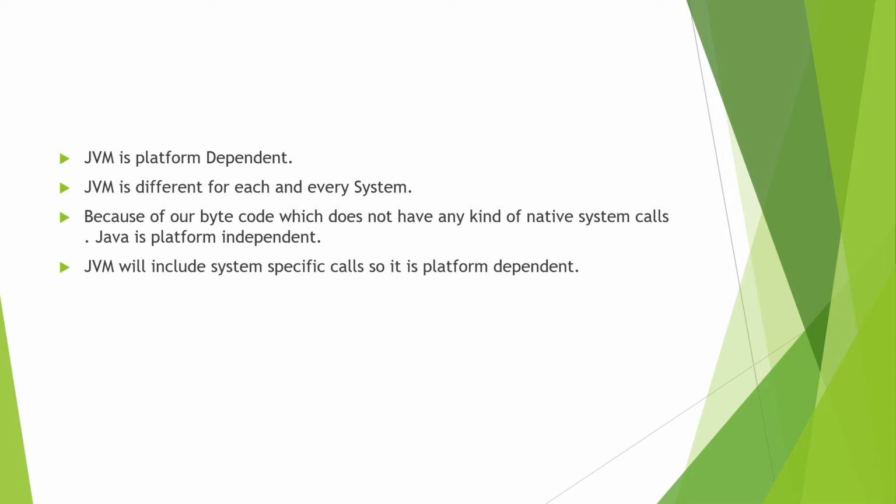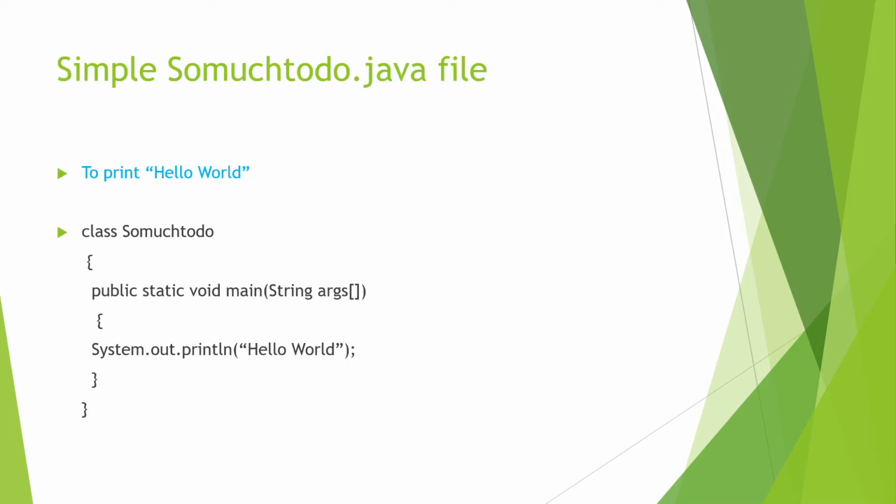And there is a simple code, a basic Java file I can say, for printing a hello world program. Whenever we are creating a Java file, the class name of the Java file should be the same as the Java file name which we are saving. Like here we are saving the Java file as Somuchtodo.java, so that is the class name of our Java file. The syntax for creating a Java class is class space Java class name.